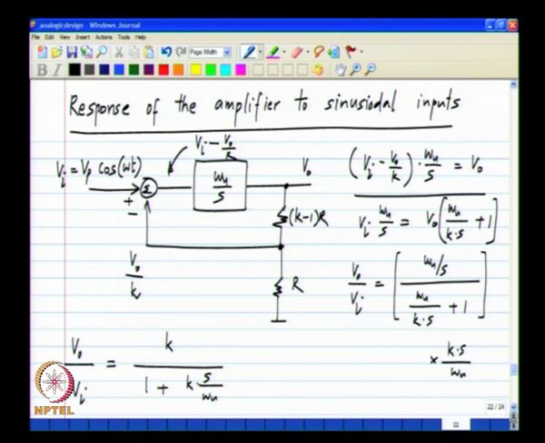So, what is this saying now? First of all, this is the transfer function of our amplifier h of s, and the value of h at 0 frequency is k. Okay. So, what does this mean? Now, s equal to 0 corresponds to DC. So, what this expression is saying is that the DC gain of the amplifier is k.